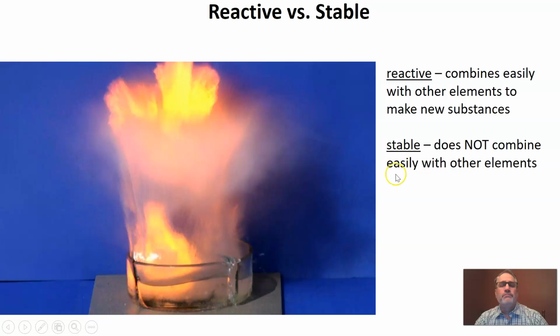Now, on the other hand, or sort of the opposite of that, is we also have elements that are stable. These are elements that do not combine easily with other elements. They are very happy to remain unchanged. And so when we look at some of the gases, we sometimes call them noble gases or stable gases that are to the very far right side of the periodic table. Things like neon and argon, those are going to be proved to be very, very stable. Let's continue to look at that.